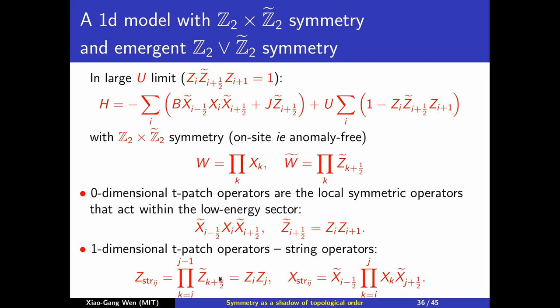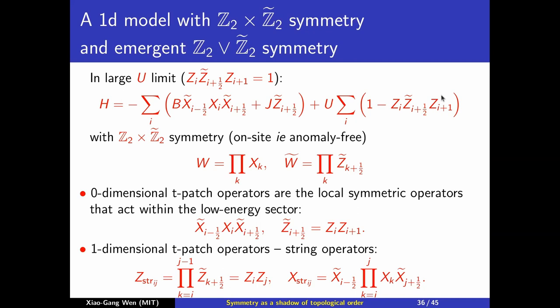So this string operator with the empty bulk becomes a string operator with empty bulk, and under this projection to the low energy subspace, they are the same. So originally we have two string operators, but in the low energy subspace they actually become the same operator. Then the other one is supposed to be the product of X, giving us another patch operator, but that doesn't work. We have to modify the boundary by applying this X tilde operator on the boundary. So therefore, we make sure this operator again acts within the low energy subspace and commutes with this operator.